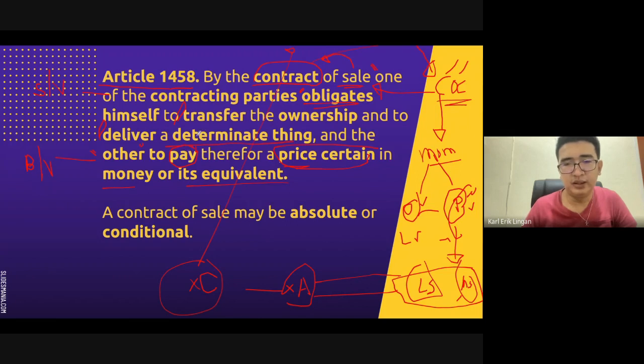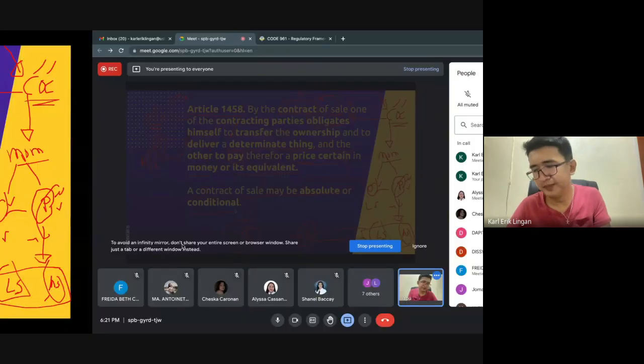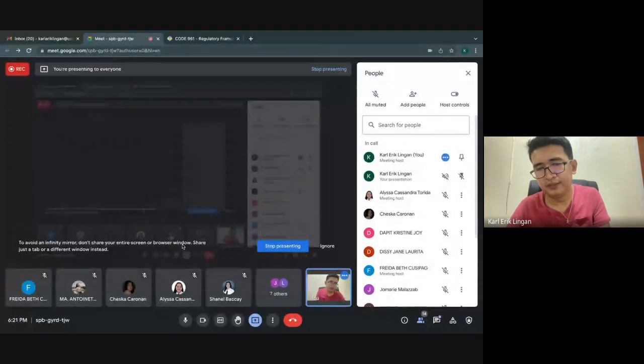Okay? Ang obligation. So, itong si seller at vendor, para mas madaling basahin, meron siyang obligation na i-transfer at deliver yung determinate thing. Si buyer or vendee naman, may obligation siya to pay a price certain in money or its equivalent. Okay. Contract of sale may be absolute or conditional. Do you have an idea about this one?